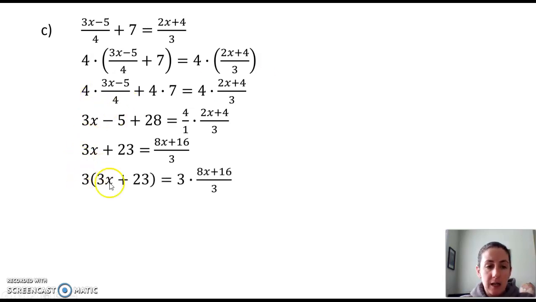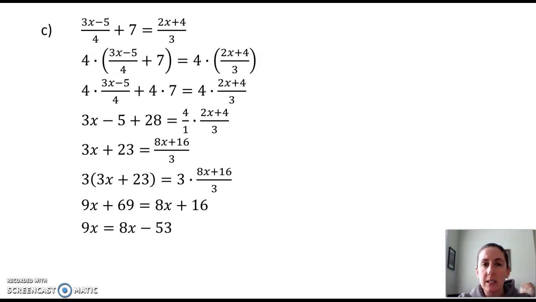And so when I do that, I'll need to distribute the 3 here. Here, these 3's will cancel, and I have 9x plus 69 equals 8x plus 16. And now this is just a multi-step algebraic equation with variables on both sides. I can subtract 69 from both sides, and I get 9x equals 8x minus 53. Then I can subtract the 8x from both sides, and I end up with x equals negative 53.